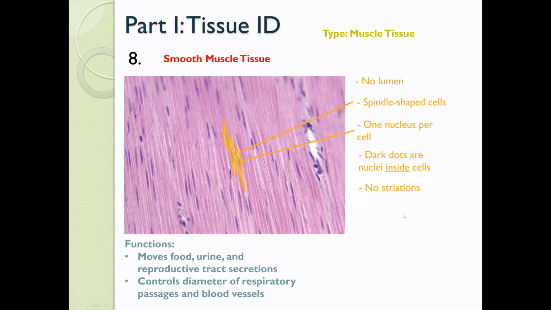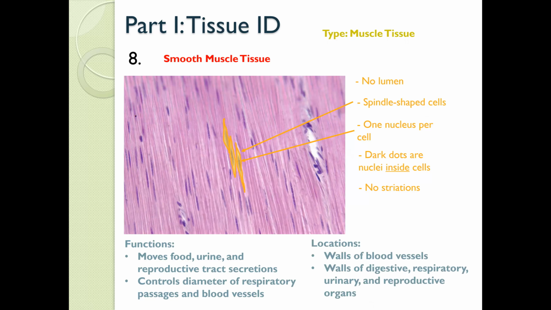This type of tissue functions to move food, urine, and reproductive tract secretions. It also controls the diameter of your respiratory passages and your blood vessels. And you can find it in the walls of blood vessels and in the walls of digestive, respiratory, urinary, and reproductive tract organs.